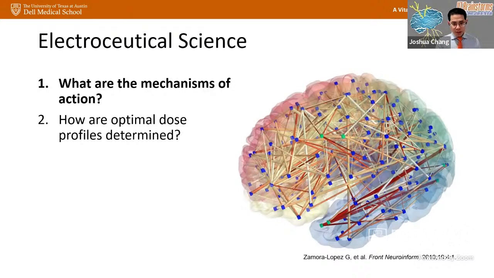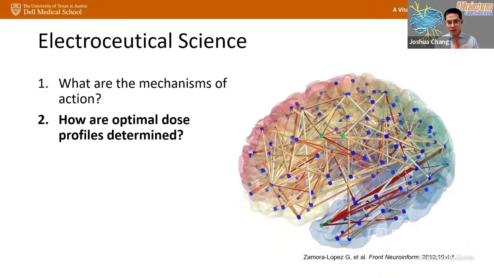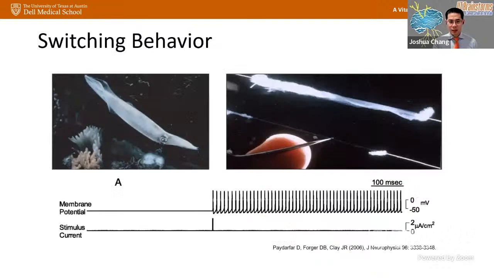Now, this leads to the question: okay, if I can just give a pulse, how big of a pulse do I give the system? And this leads to the question of how do we optimally dose these treatments or therapies?